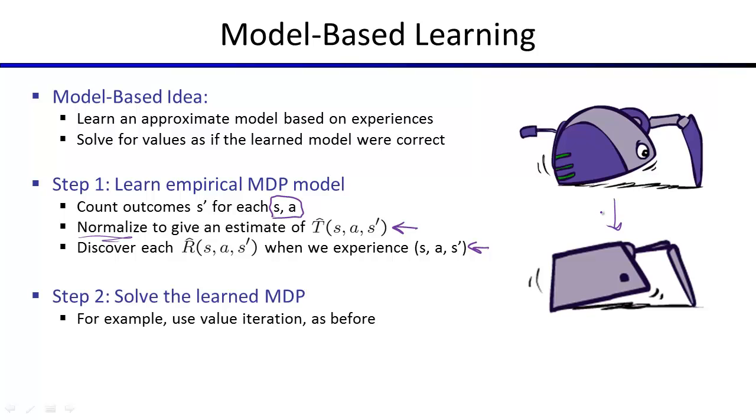So step 2 is you just run value iteration. And this is basically fine. Okay, if you spent enough time in step 1, this would work. But it's going to be a little bit tricky to know when you're done with step 1 and when you should switch to step 2.